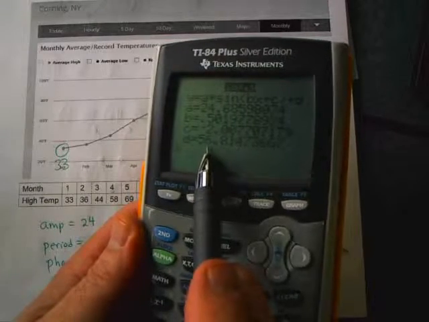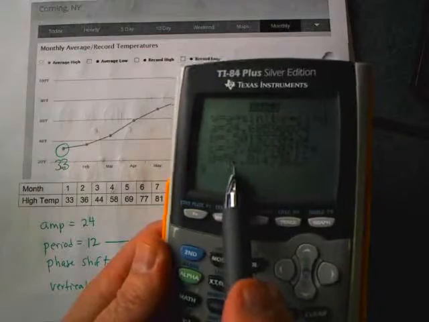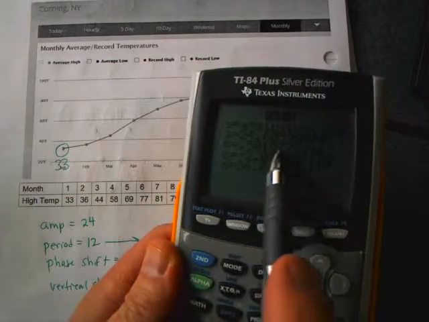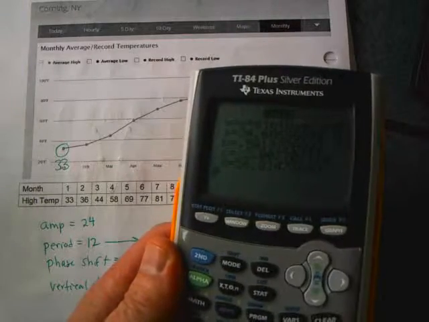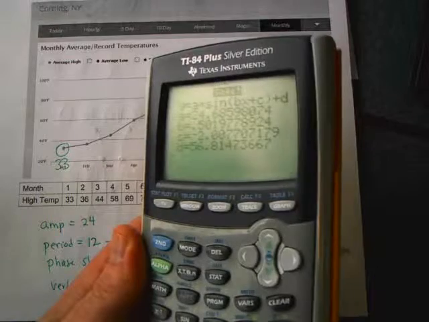What do we have for our up and down shift? We had 57, they got 56.8, pretty close. The only number that's dramatically different is the C number, because you've got to think of the phase shift. You can't see the C number. The C number is dramatically different, and that's what we would expect.